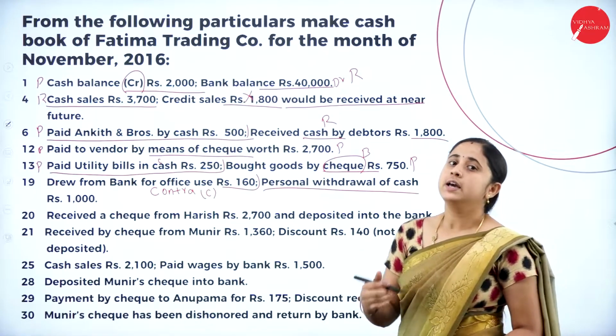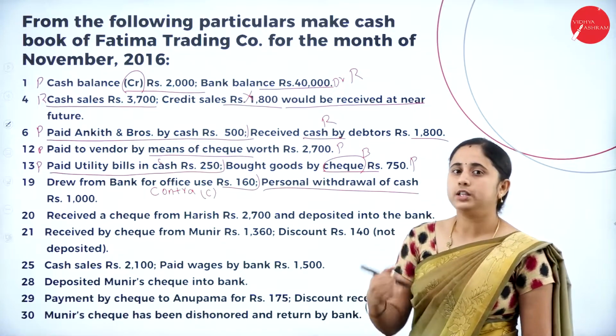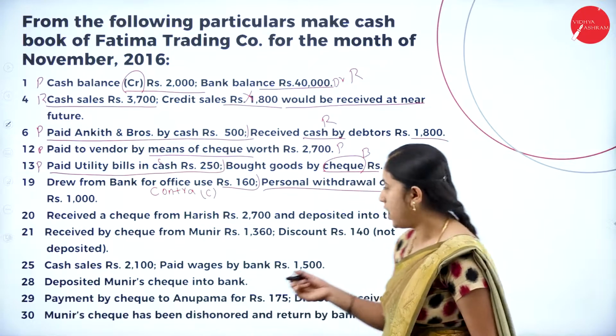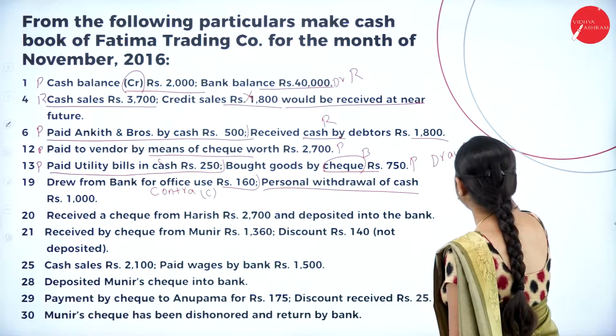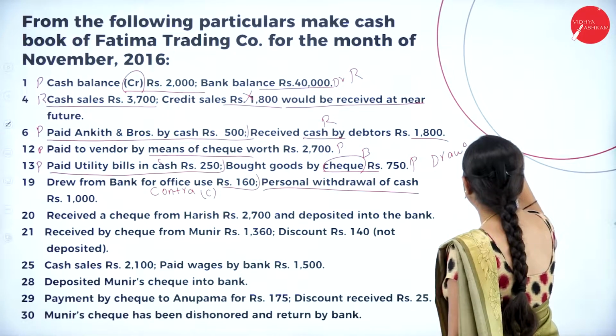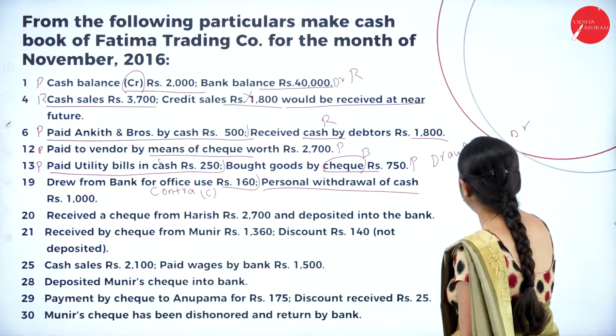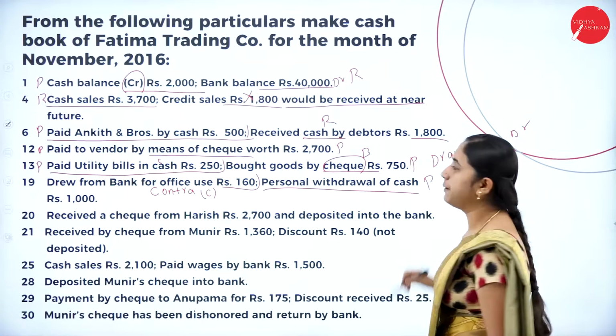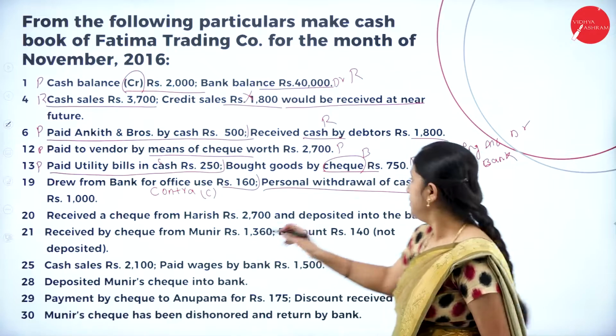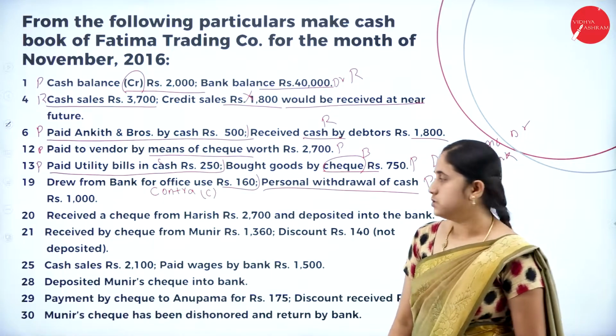Any withdrawal, any assets taken for personal purpose is considered as drawings. So, drawing account debtor to bank account. This is the payment, so write in the payment side, bank column, amount rupees 1000.